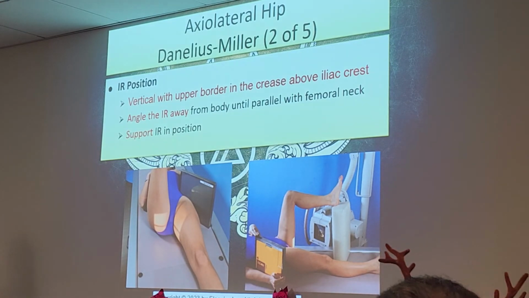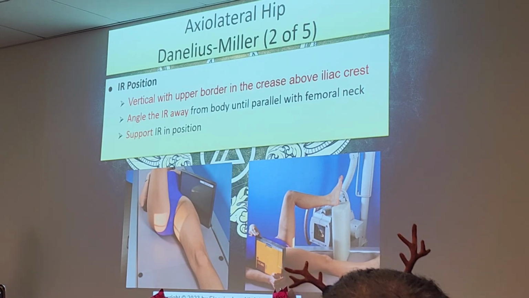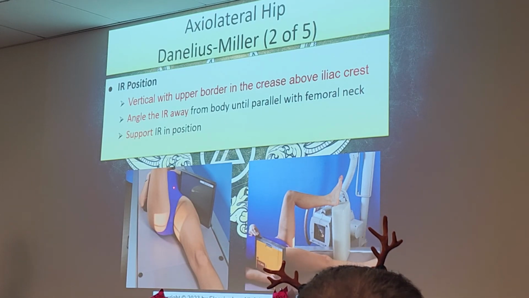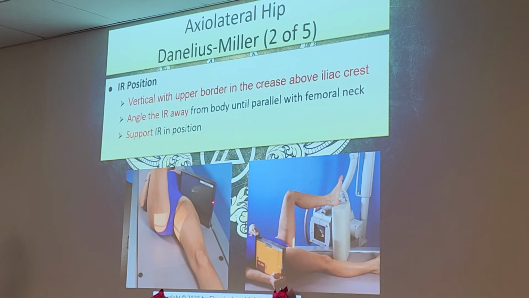Okay, so as you can see, why is it called the crotch shot? Because we're aiming for the crotch or the femoral neck. So once again, you're kind of aiming for that crease of the leg. A little bit hard to see from this view, but we are situating it directly on the femoral neck. The cassette will be vertical with the upper border in the crease above the iliac crest.